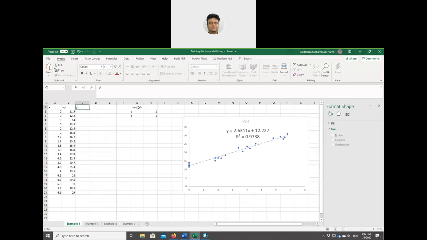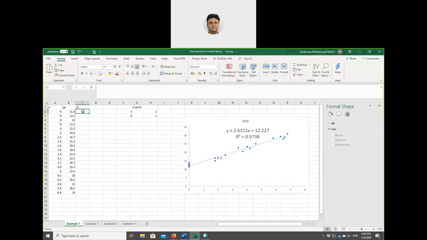It means that based on these two constants, a and b, I want to calculate again the theoretical y. Y is equal to ax plus b. This one is y theoretical. This one is y practical.